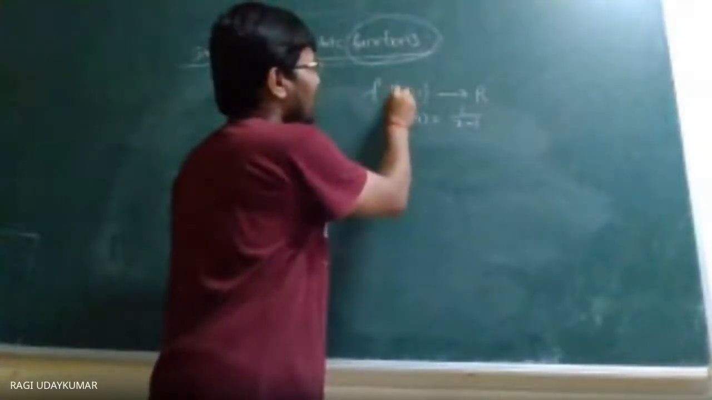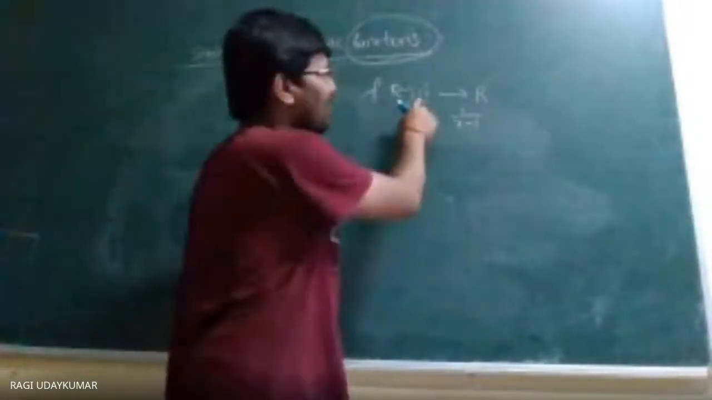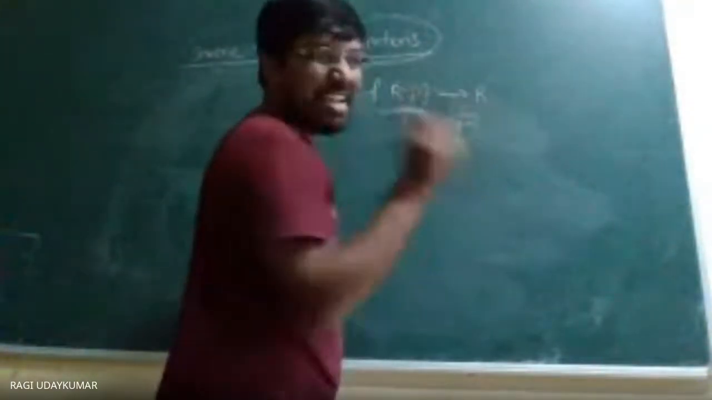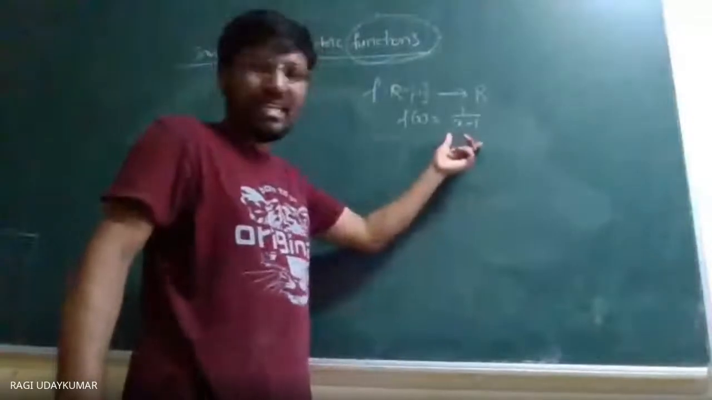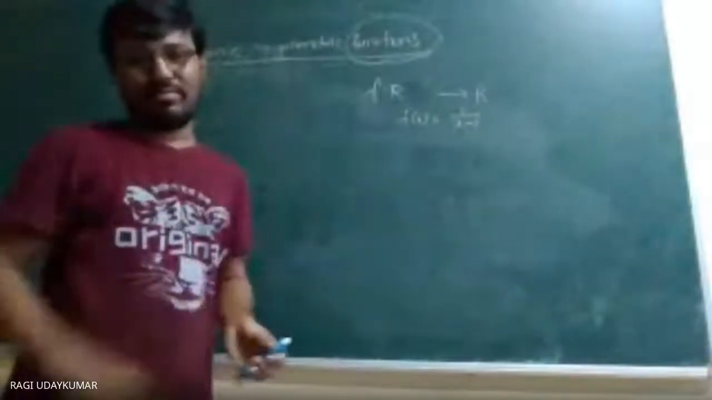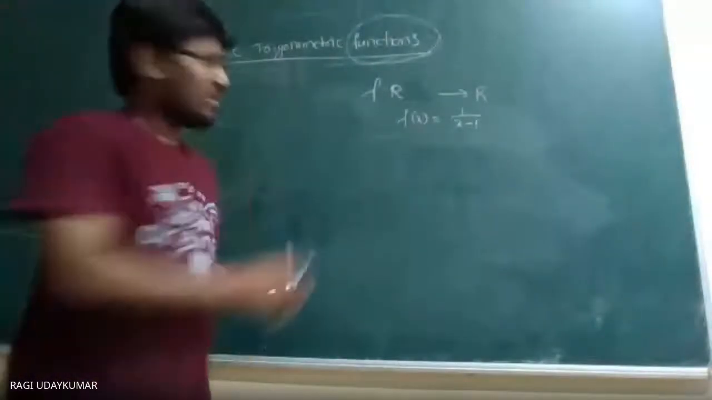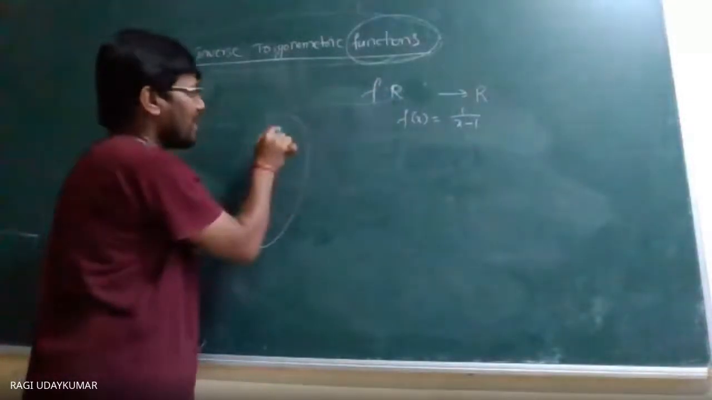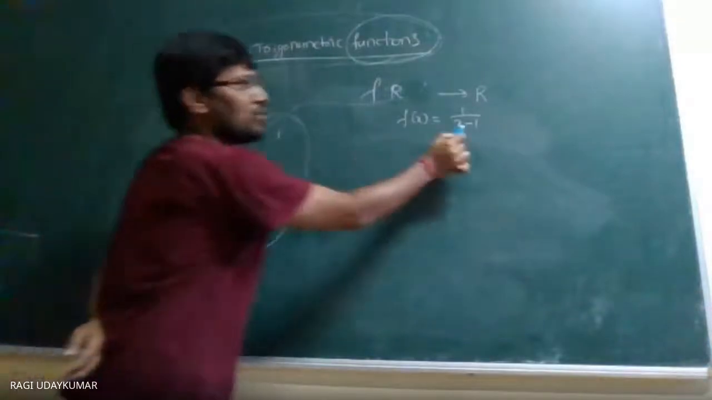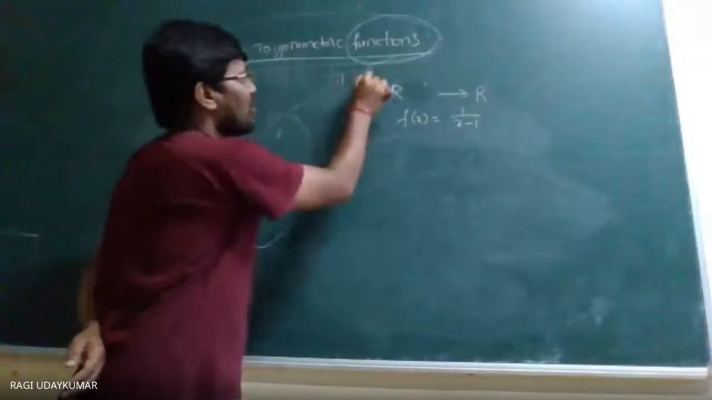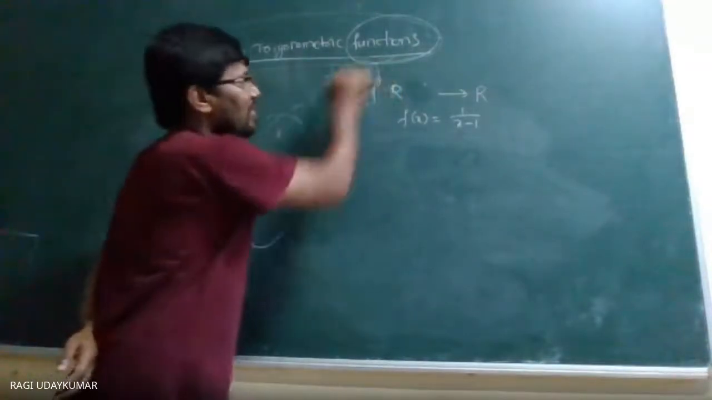In the first line, f is from the set of real numbers other than 1. Here I have written the singleton set 1 because if you take 1, then this function is undefined. If I do not remove it, it is not a function. Why? Because in this domain there is a 1, and if you substitute 1 here, what do you get? 1 by 1 minus 1, which is nothing but 1 by 0, and 1 by 0 is undefined.